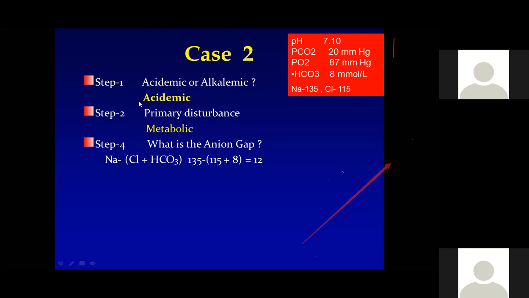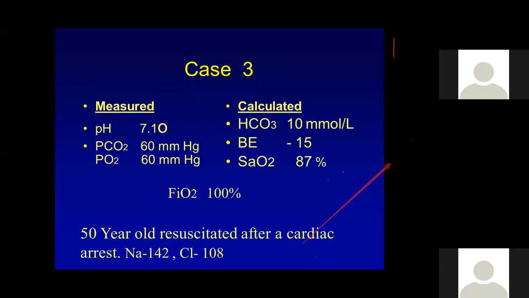What is the cause of this non-anion gap metabolic acidosis? If you remember the causes of non-anion gap metabolic acidosis, you can see the major issue is diarrhea. So diarrhea is there. So this particular patient, you need not treat with bicarbonate or anything. Just give them fluids. It will adjust itself and the patient will become normal. So this is how we have to look at it.